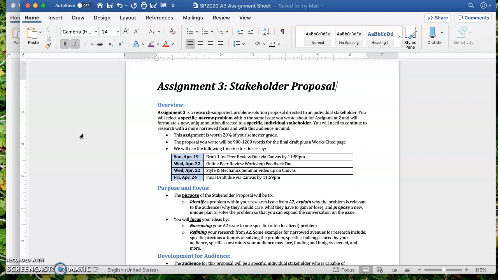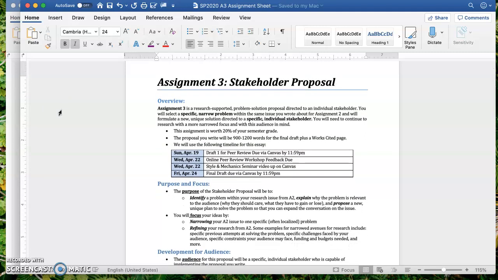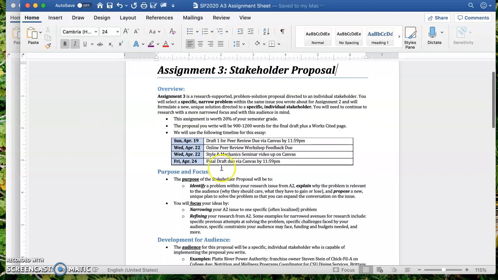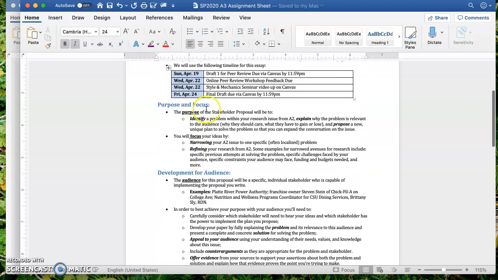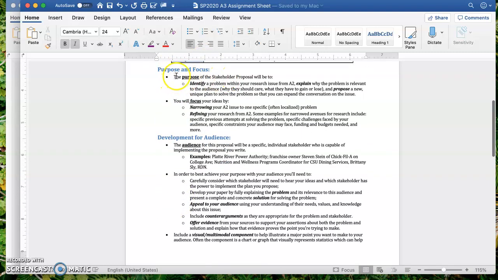For A3, we're going to be working with the same topic that you wrote about for A2, but instead of persuading your stakeholder to accept your claim, you're going to be doing something a little bit different with this issue. And you're going to write a proposal essentially to identify an issue and propose a solution. I'll talk about due dates in a second, but let's quickly go to purpose and focus.